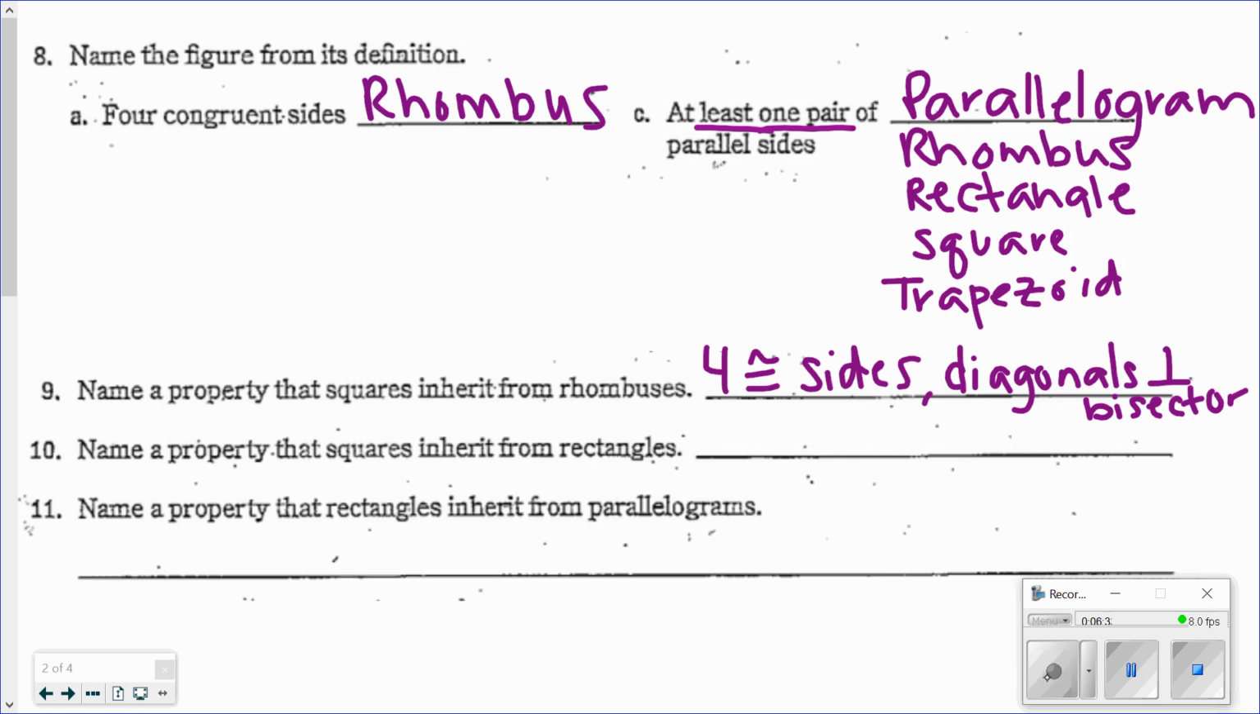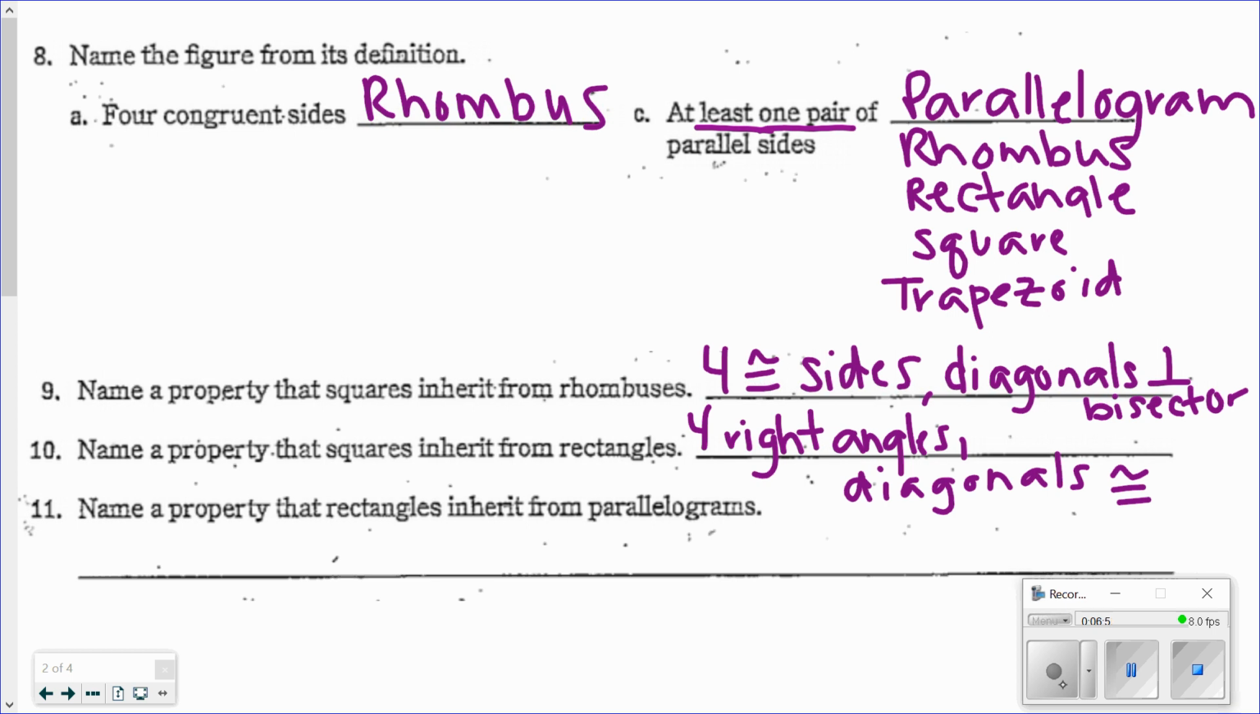10, name the properties that a square inherits from a rectangle. And once again, there are 2 properties that the square inherits, and one is that it has 4 right angles, and number 2 is that the diagonals are congruent.